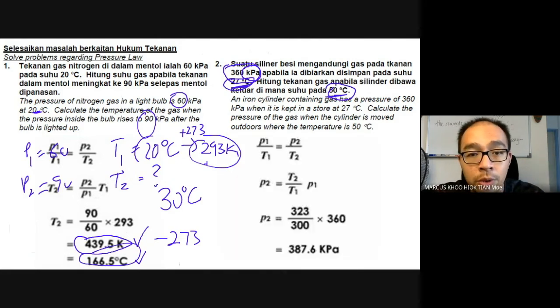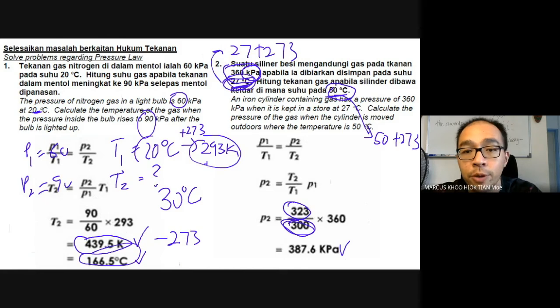Okay, and that's why we will get 323 and 300. 323 is from 50 degrees Celsius, 50 plus 273, and 27 is 27 plus 273, you get 300. Okay, you get 387.6 kilopascals. These are not so bad.